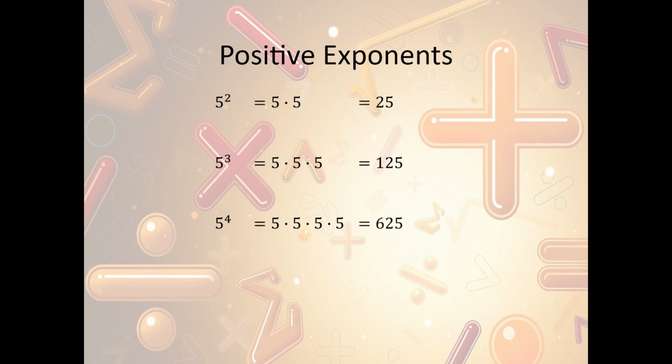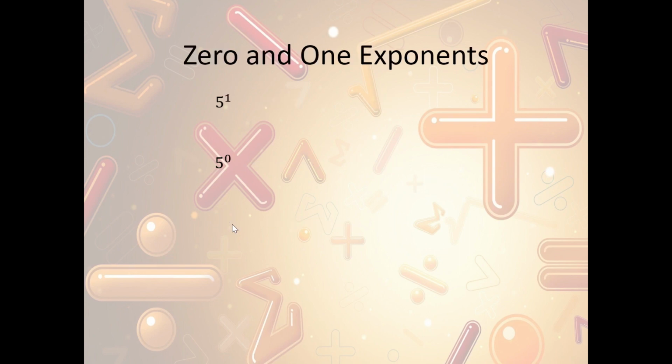So we can do this with any exponent. We can take any base number and raise it to an exponent and multiply it by itself a certain number of times and solve. Now what about 0 and 1 exponents? So 5 to the first power. Well, 5 to the first power is just 1 5, right, times itself, so 5, that's it. So that's just 5. Now 5 to the 0 power.